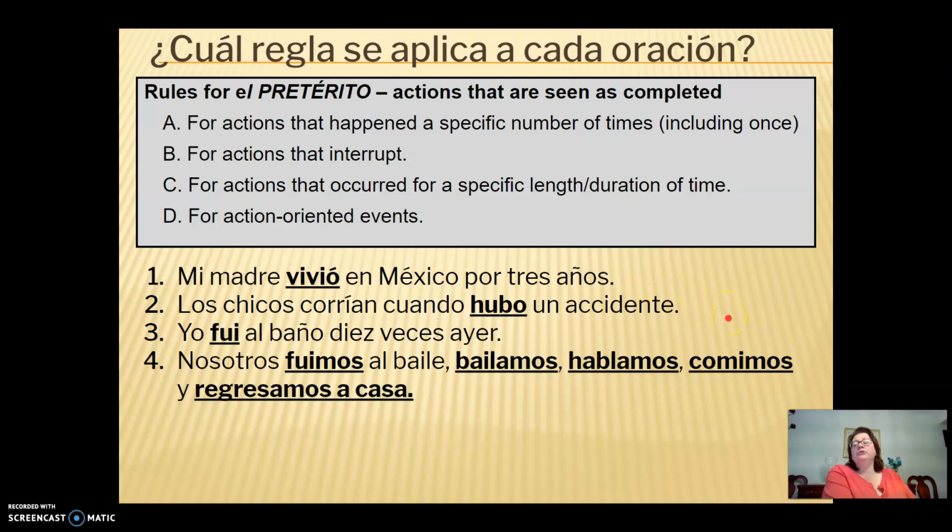What about for number 2? Los chicos corrían cuando hubo un accidente. So los chicos corrían, that is the imperfect. They were running. It was something happening. It was happening when? Boom, there was an accident. That there was an accident interrupted the running, right? So that is going to be letter B. That is that interruption.